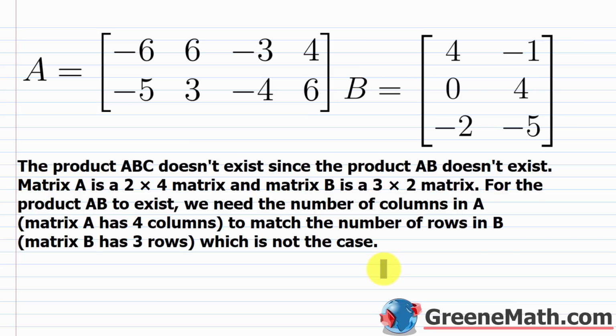All right, so let's just come down here. I have this written out for you. So the product ABC doesn't exist since the product AB doesn't exist. Matrix A is a 2 by 4 matrix and matrix B is a 3 by 2 matrix. For the product AB to exist, we need the number of columns in A. Remember, matrix A has 4 columns to match the number of rows in B. Matrix B has 3 rows, which is not the case. So again, you can say that it doesn't exist. You can say it's undefined. You can say it's not possible. Again, lots of ways to answer this when the scenario comes up.